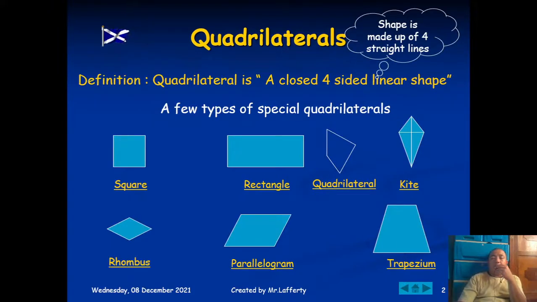What is a quadrilateral? A quadrilateral is a closed, four-sided linear shape. The shape is made up of four straight lines. So these are the few types of special quadrilaterals: square, rectangle, kite, rhombus, parallelogram, and trapezium.